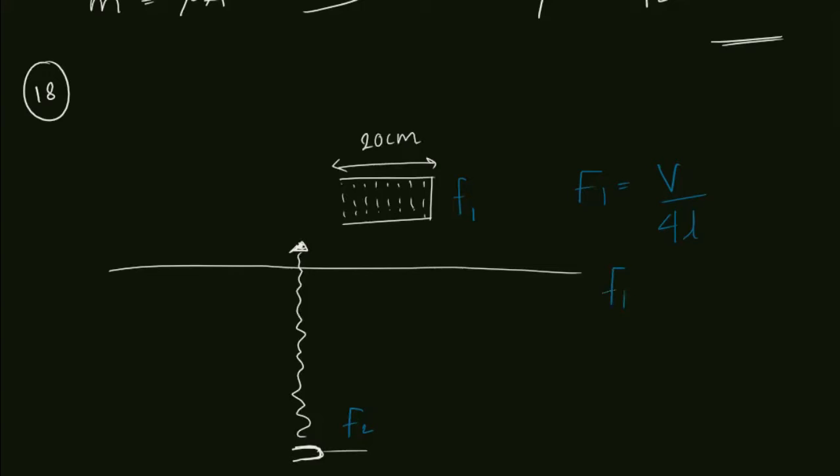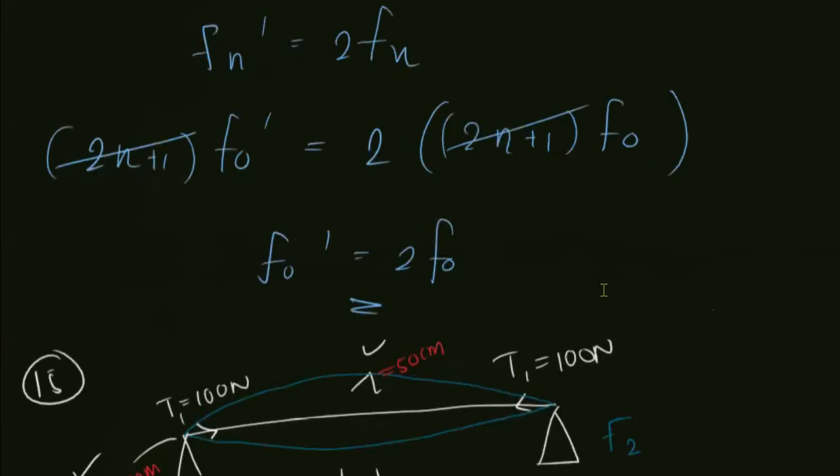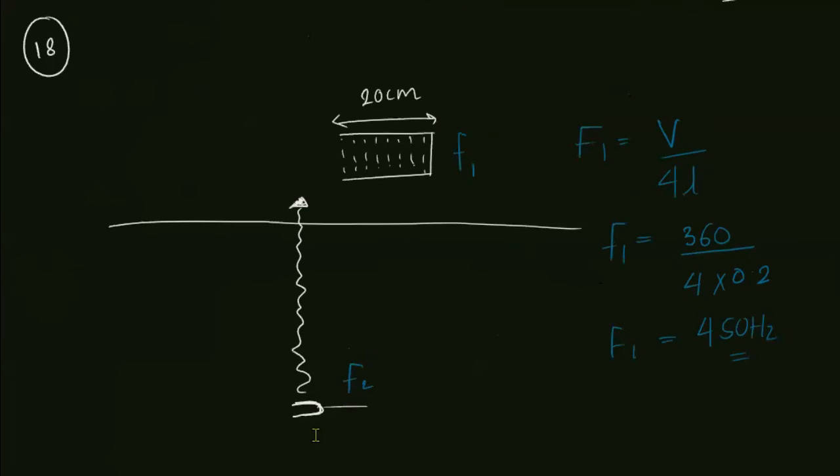So F1 is what exactly? They have given the speed of sound in air as 360, and the length is given as 20 centimeters, which means 0.2. So if we simplify, F1 can be considered as only 450 hertz, right? They have also told that it produces 5 beats with this wave.